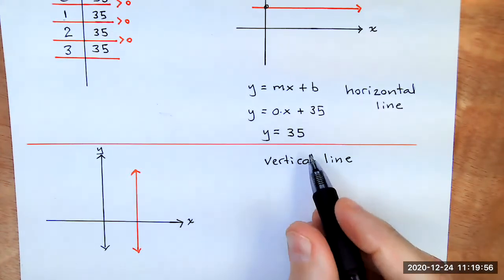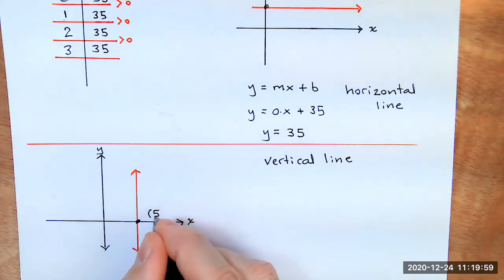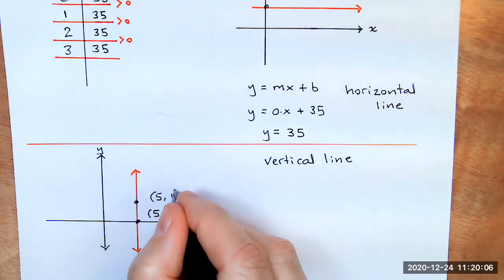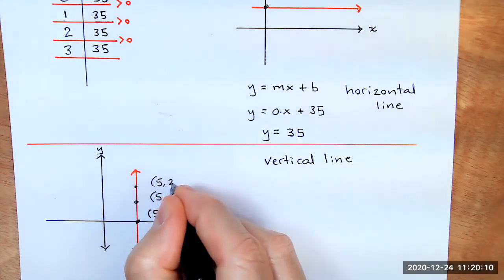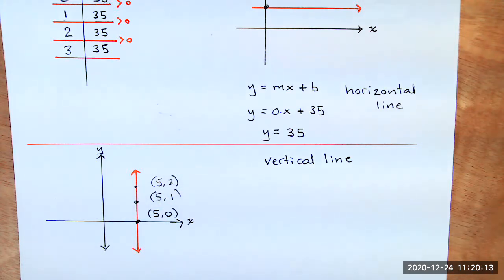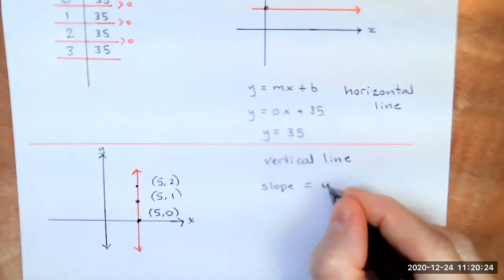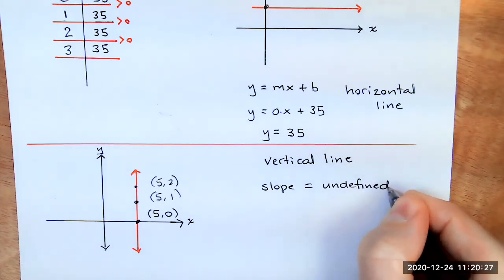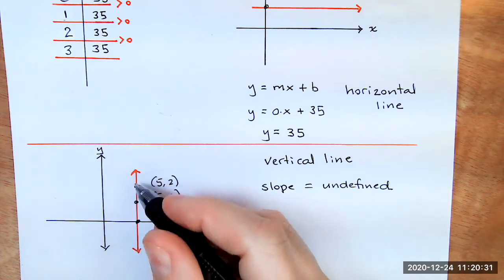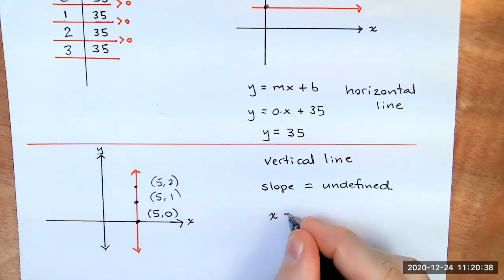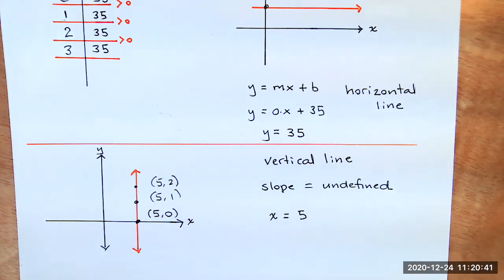What does it look like if we have a vertical line? So let's suppose this goes through 5, 0, 5, 1, 5, 2, and so on. Well, if you try to calculate the slope of the line, you divide by 0, which is undefined. And the equation of the line, well, it's x is 5 no matter what. So that's the equation of the line. By the way, this is not a function.